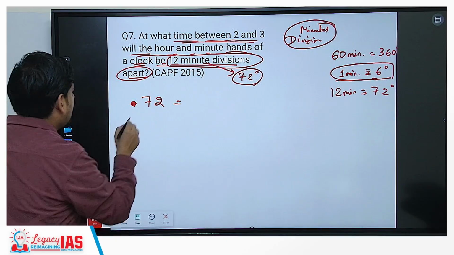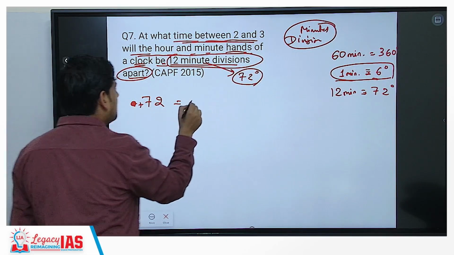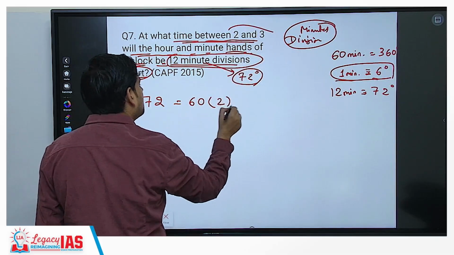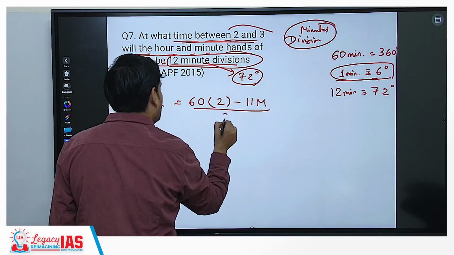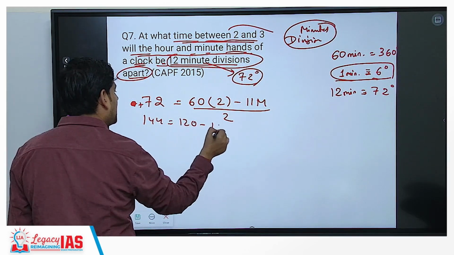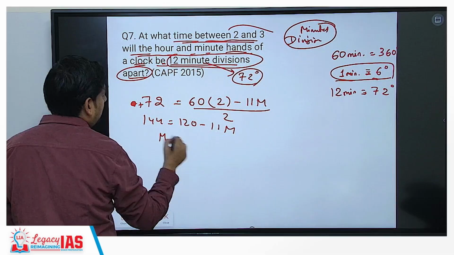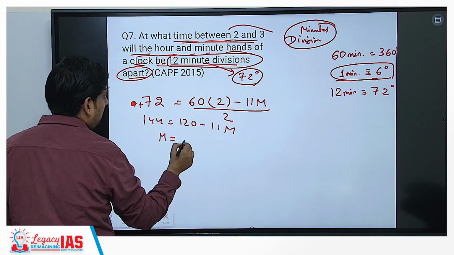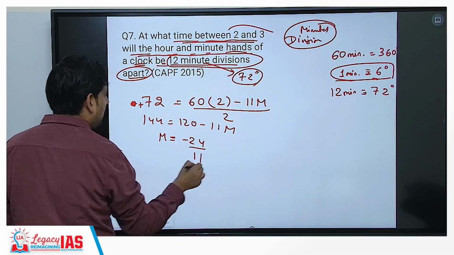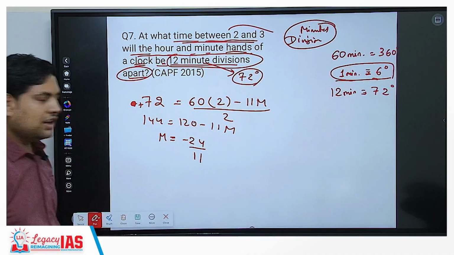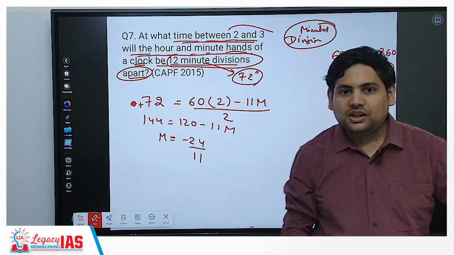So let's take it positive first, then this becomes 60 in place of h, it is between 2 and 3, so h will be 2 minus 11m by 2. Then this becomes 144 is equals to 120 minus 11m, or m is equals to 120 minus 144, that is minus 24 by 11. Now minus 24 by 11, that is minus 2 point something.